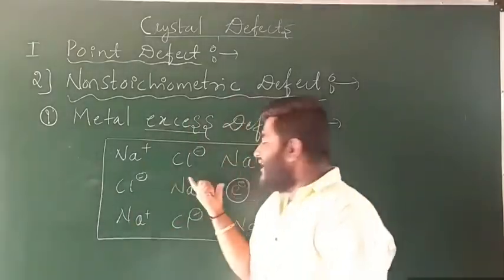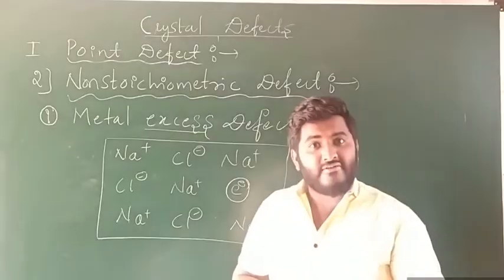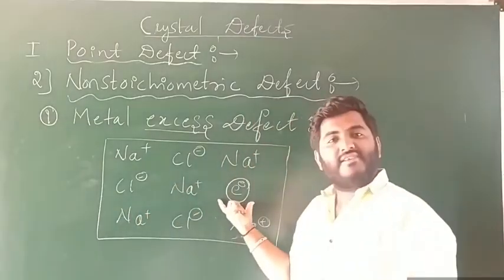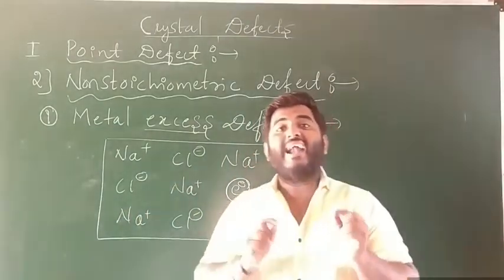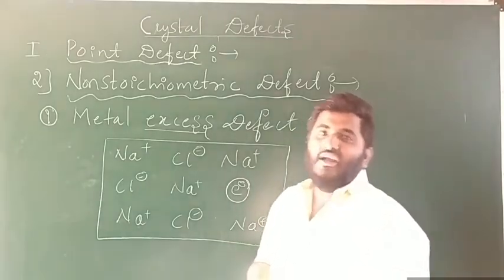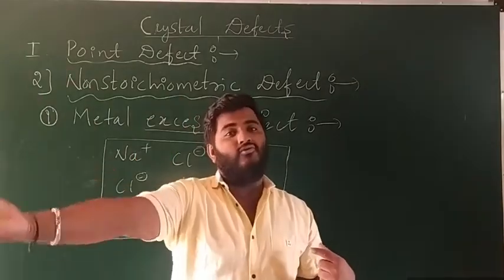If the metal atom is extra, then positive charge is extra. Then what about the negative charge? The anion went out because of the empty space. So electrical neutrality is maintained by an electron. That means the anion left its electron and then went out.